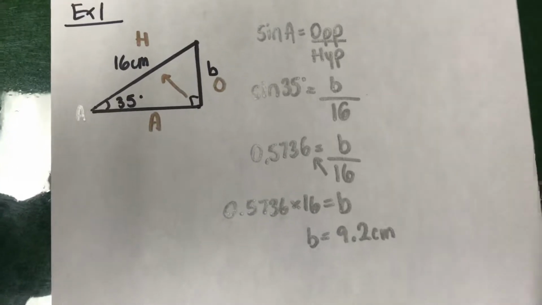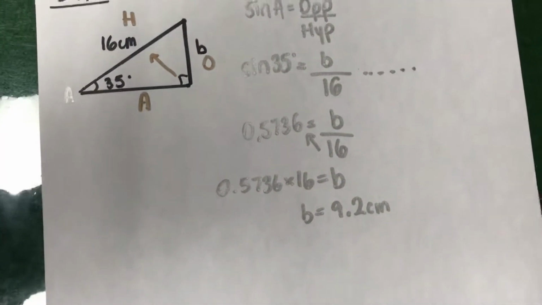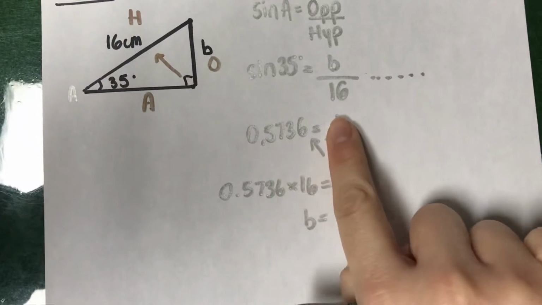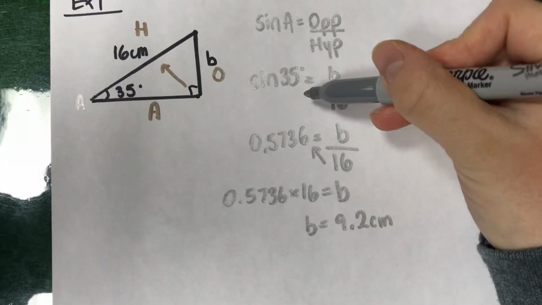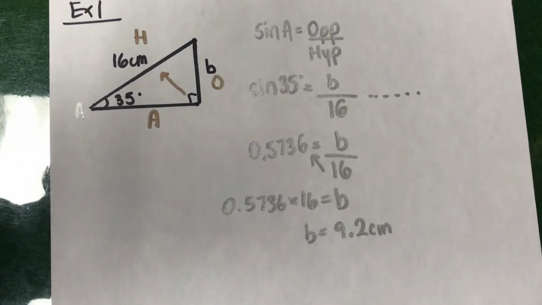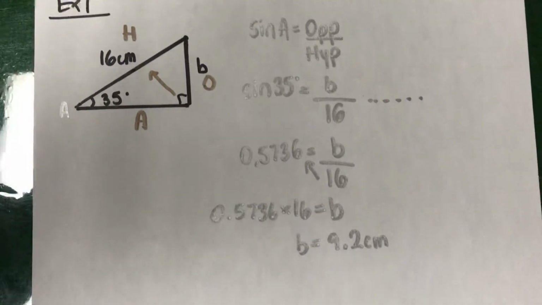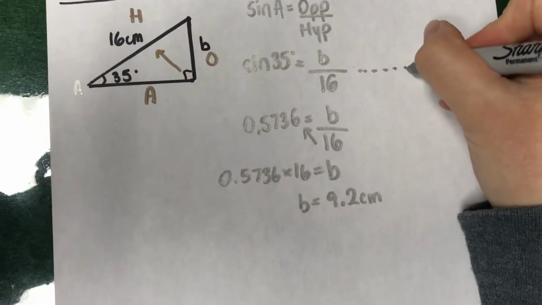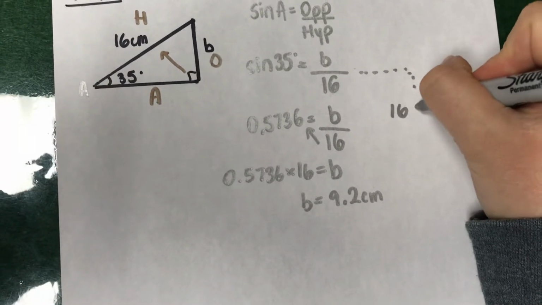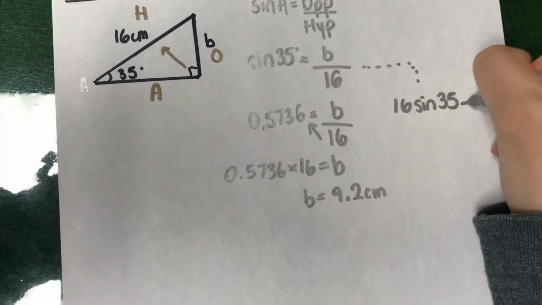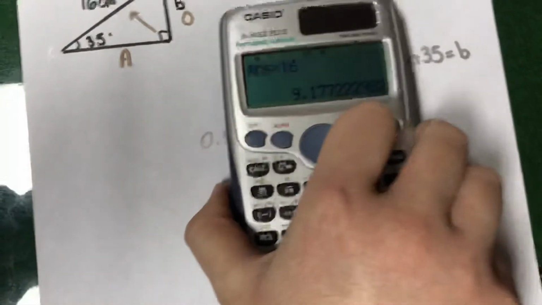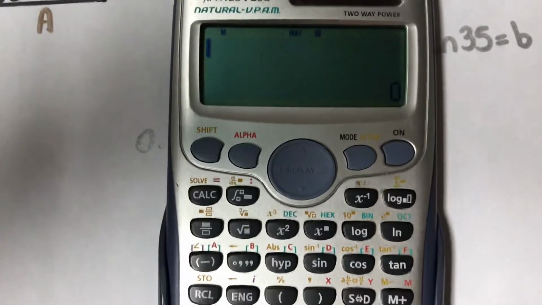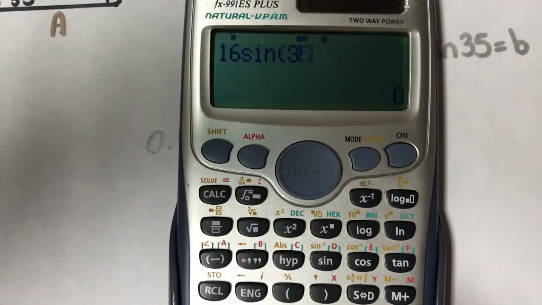Alternatively, if you want, at this point right here, instead of solving first, I can cross multiply first. So I can multiply the 16 over on the other side, but I always, always, always write the number in front of sine. So I can instead write it like this: 16 sine 35 is equal to B, and then put it in my calculator all in one step. So I can write 16 sine 35, which gives me 9.2.